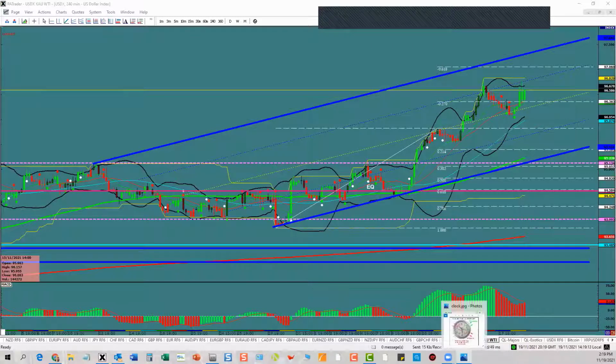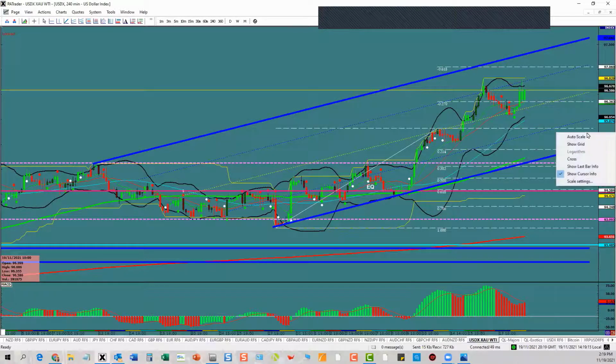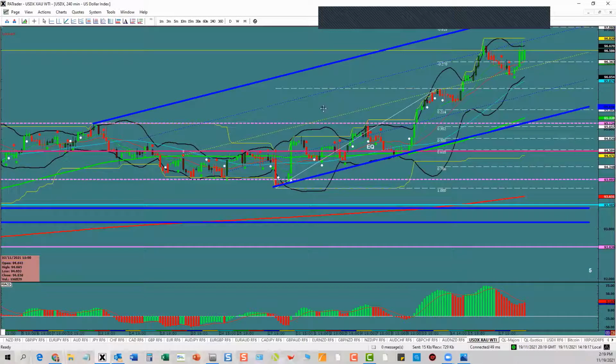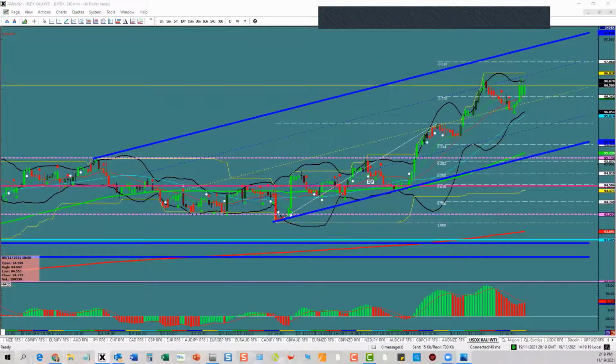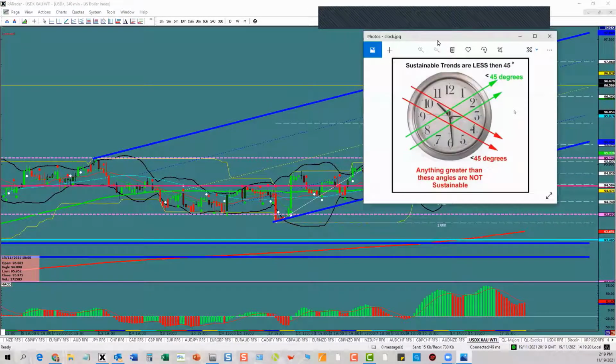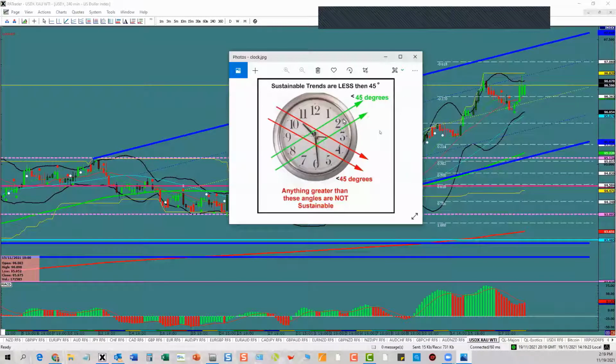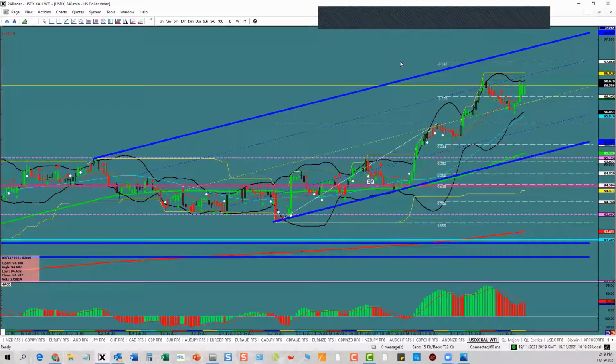All right. The other thing we've got to have is angles. So let me auto scale this. All right, so there's the angle right there. You can see it. And I'll put my little clock up there, and you can see it's less than 45 degrees. All right, so they are trending right there. All right, so that's how you do it.